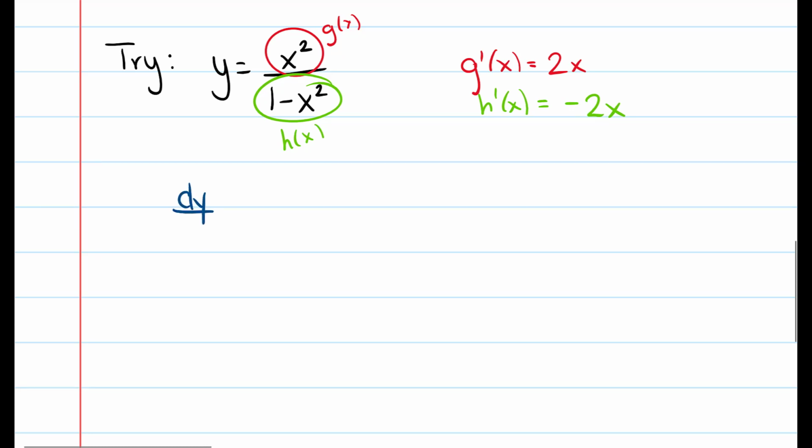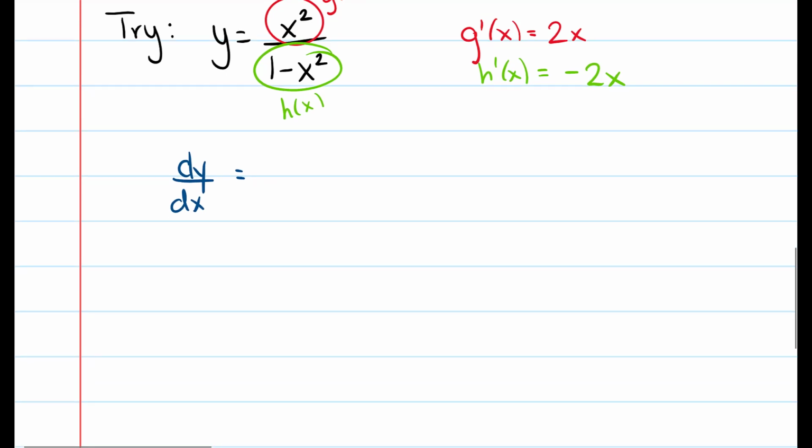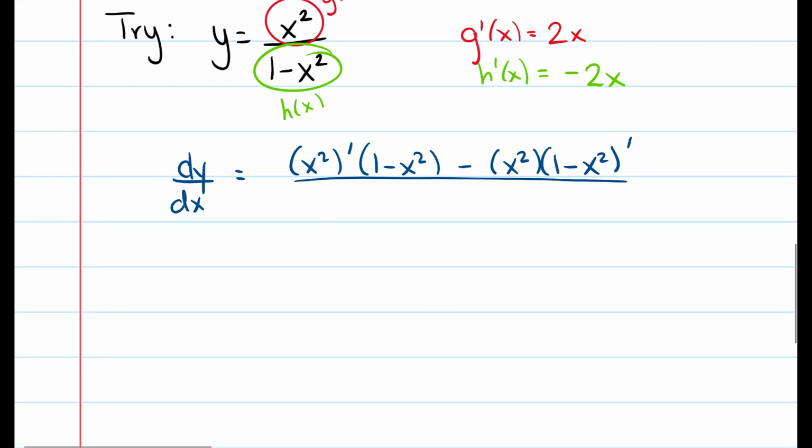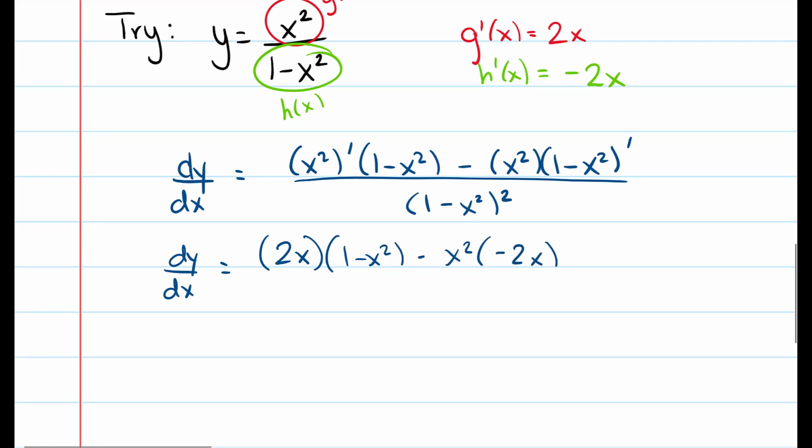So I get dy dx is equal to, and instead of writing the formula out again, I'm just going to go ahead and write it with the functions in right away. So I get this is x squared prime times 1 minus x squared, minus x squared times 1 minus x squared prime, all divided by 1 minus x squared squared. So dy dx is equal to, that becomes 2x, negative 2x. And then in the denominator, I get 1 minus x squared squared.